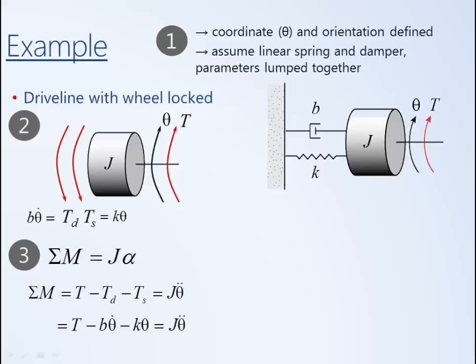Again, it is typical to try and gather like terms on the same side. So here we've got a negative b theta dot. If we move it to the right hand side, it becomes positive. We've got a negative k theta. If we add it to the right hand side, again it becomes positive. And so this is our result.